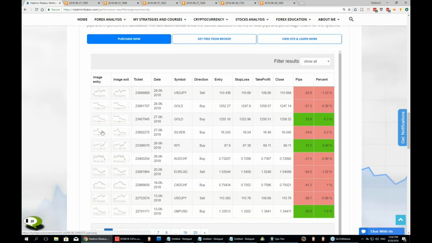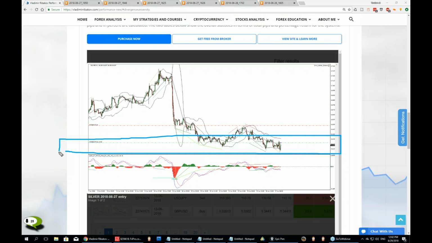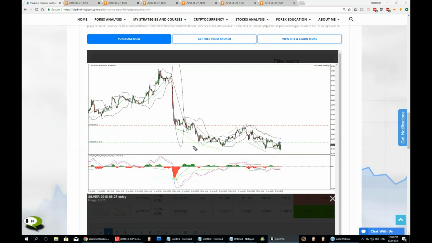Silver. Let's see, what do we have? Bottom of the daily range is right here. So we said that we are looking for buy opportunities. Now, we had multiple divergences before that, but this divergence is now coming after what, guys? What do we have here?